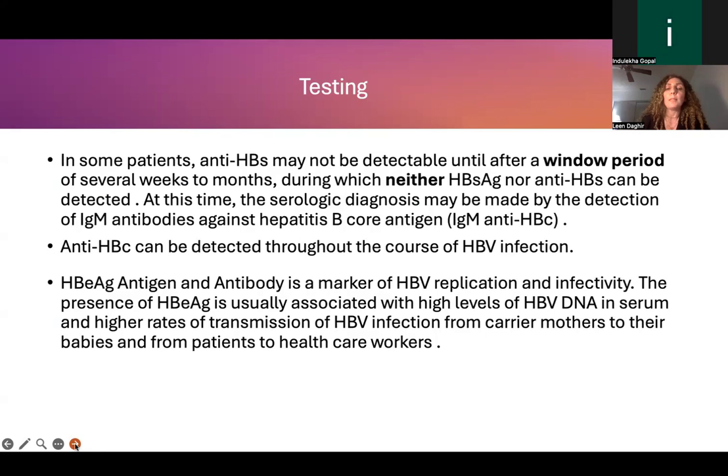and the hepatitis B e antigen and antibodies are markers for hepatitis B replication and infectivity. The person with hepatitis B e antigen is usually associated with a higher level of hepatitis B DNA in serum and higher rates of transmission of hepatitis B infection.